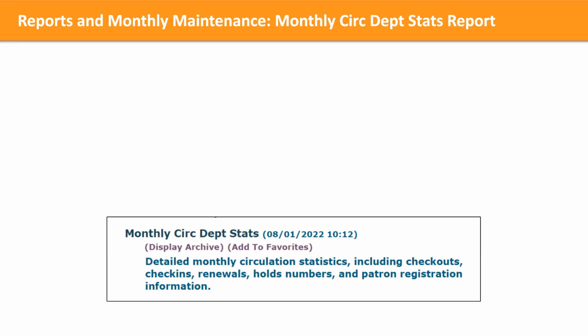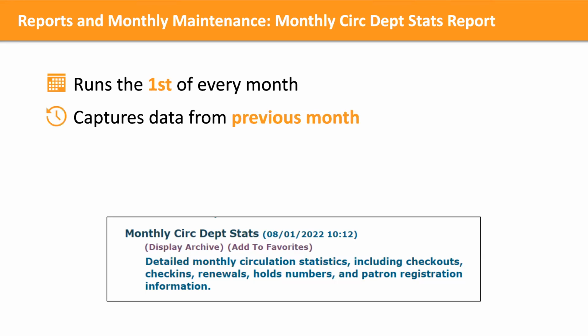Now we've talked about different registration scenarios, right? Creating new patrons, renewing patrons, re-registering patrons. These statistics are all reflected in this web report. So this report runs the first of every month, and it captures data from the previous month, including this card data. So here's something interesting about the report.